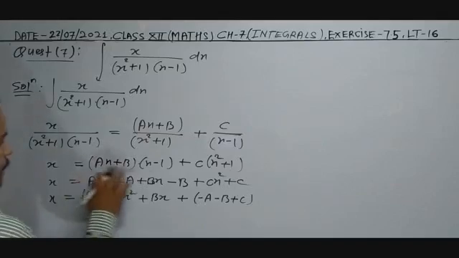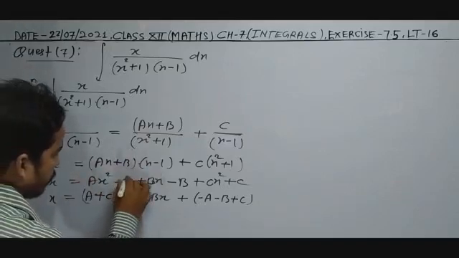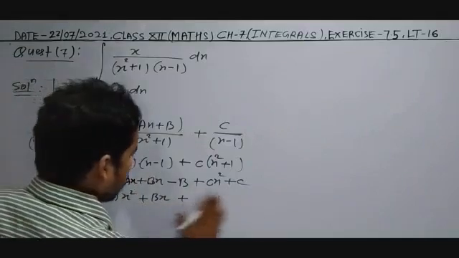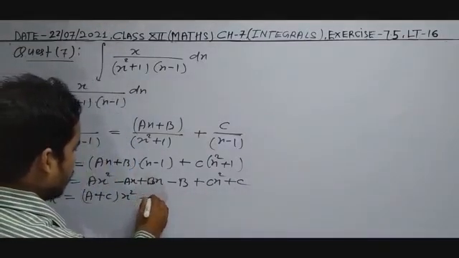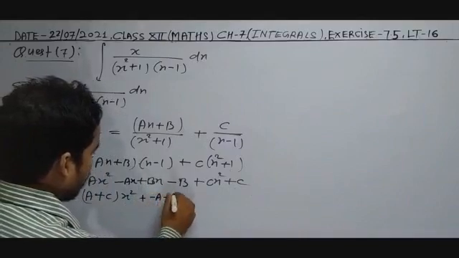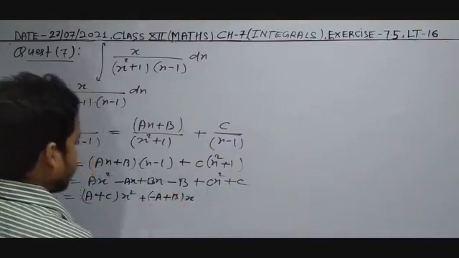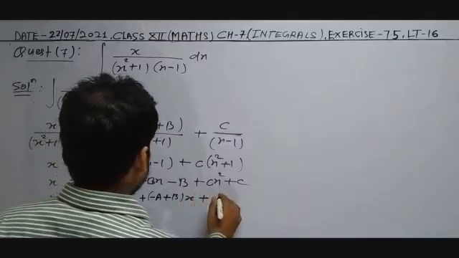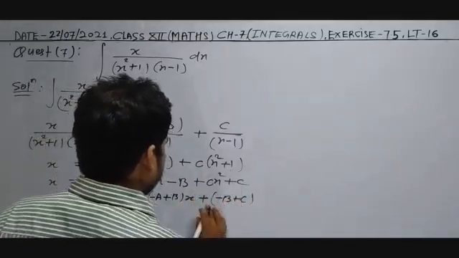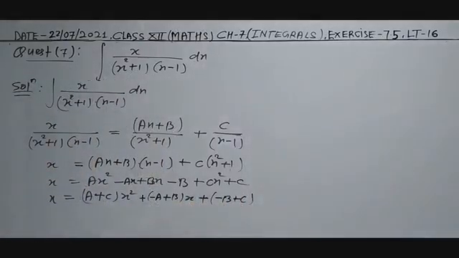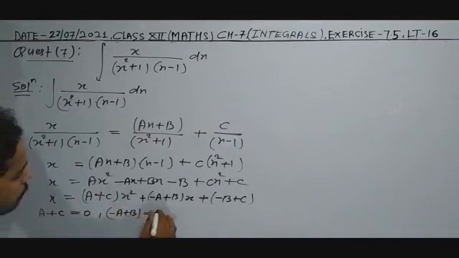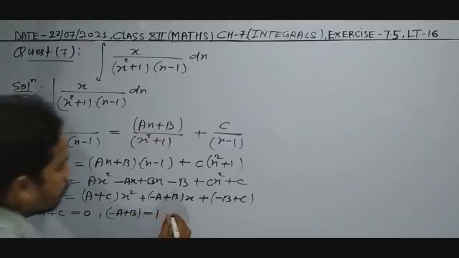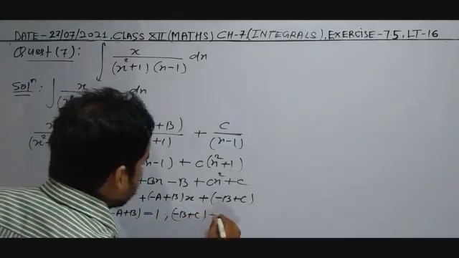This calculation: a x square minus a x, this will be minus a x and plus minus a plus b x, and plus minus b plus c is here. So now when you compare, you will get the coefficient of x square, that will be a plus c is equal to 0, and minus a plus b will be equal to 1, the coefficient of x is 1, and now minus b plus c will be equal to 0.